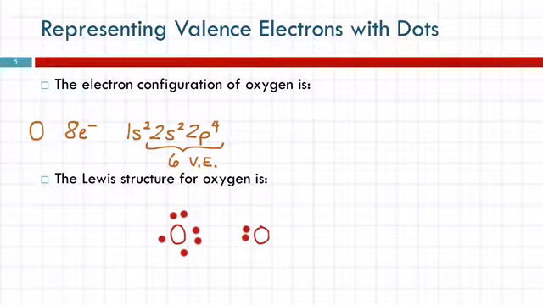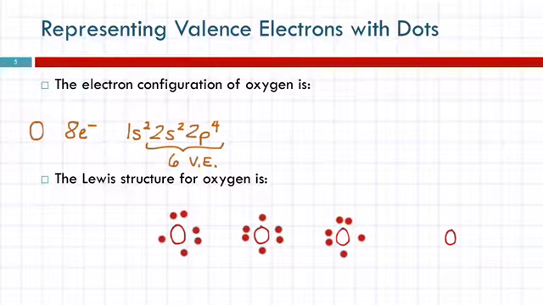Now you could draw them in many different ways. We could put the 2 pairs opposite each other like that. That's absolutely fine. We could put the 2 pairs over there and the single ones over here. It doesn't matter. Those are all equivalent. What you do not want to do, you don't want to do this. 1, 2, 3, 4, 5, 6.